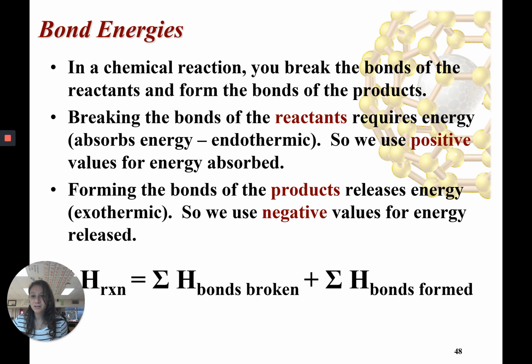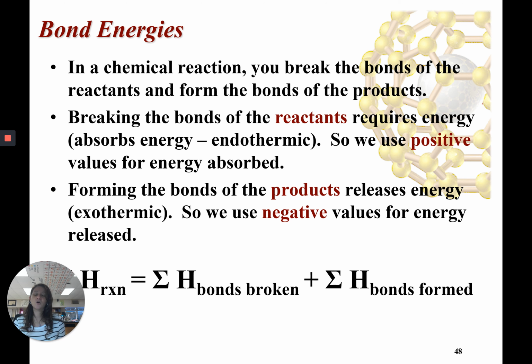In the products, you are forming those bonds. So you're taking two atoms that are attracted to each other, putting them together. That is favorable, so that's going to release energy. That's more stable when you form a bond. And because it's more stable, it's lower in energy, it has to release that extra energy. So when you form a bond, it's exothermic, it releases energy, and so you use the negative values on the table.